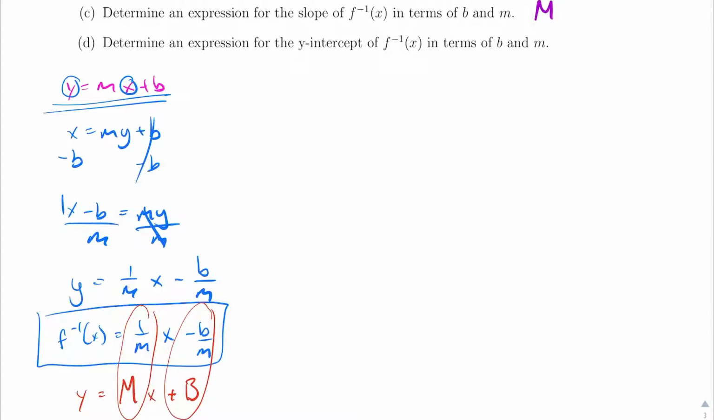The slope of this line is 1 over the slope of the original line, just because they were in the same position. The y-intercept of this line is negative the y-intercept of the original line divided by the slope of the original line, just by matching up the positions here. So we're now done with the challenge question.